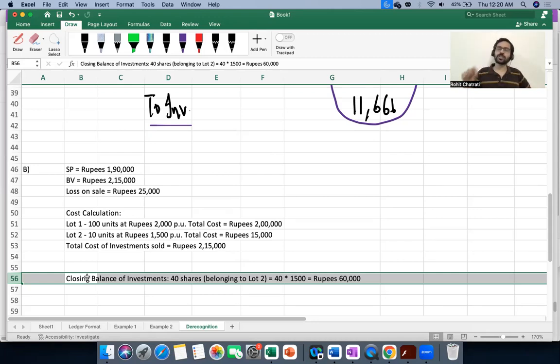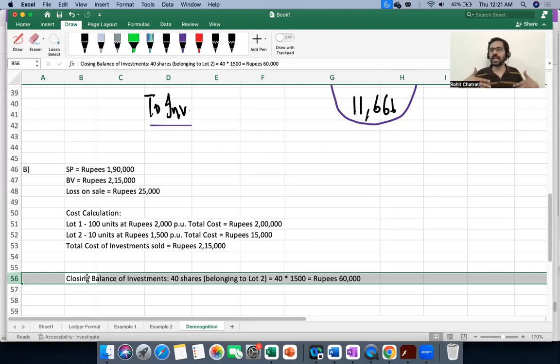I will have by loss on sale of investments equal to 25,000. Total debits is 2,75,000. Total credits so far is only 2,15,000, right? 190 plus 25, 2,15,000. You will then have by balance carried down, a balancing figure of 60,000 rupees. 2,75,000 minus 2,15,000 is equal to 60,000 rupees. That will be your by balance carried forward to the next period.